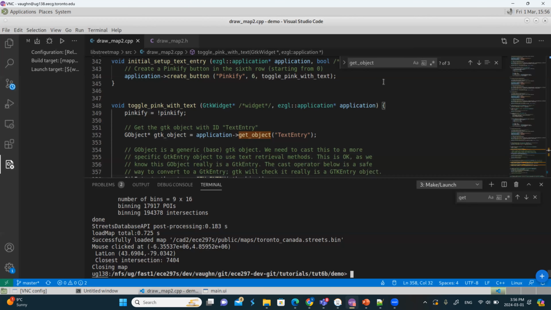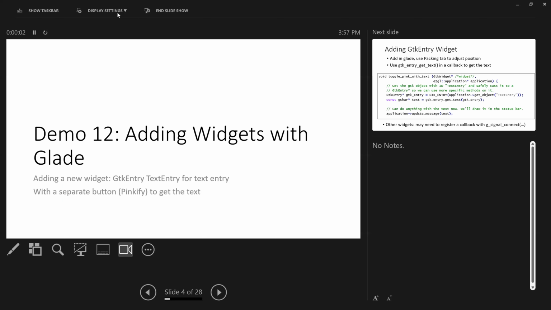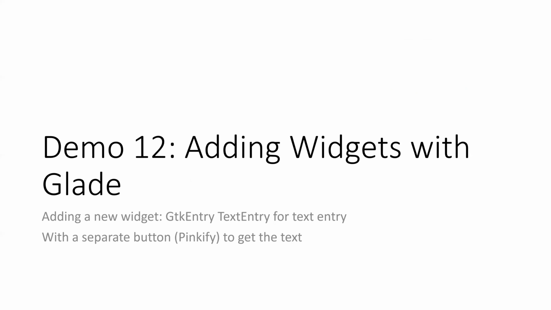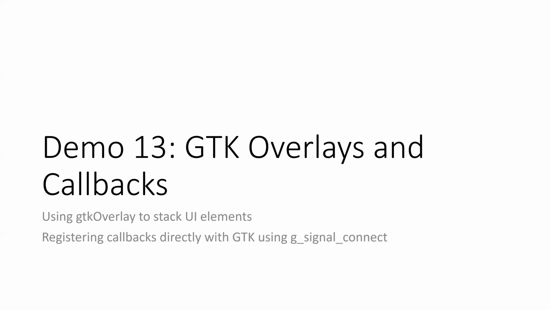That's it for that demo. Let me do one more UI demo and then we'll move on. It's my last demo with Glade, so last chance to ask questions on it. This is basically just the code. This is showing you the code that I wrote in the pinkify button callback to get the text, so you have a record of it. But we already talked about that.